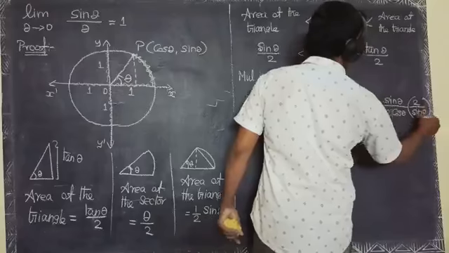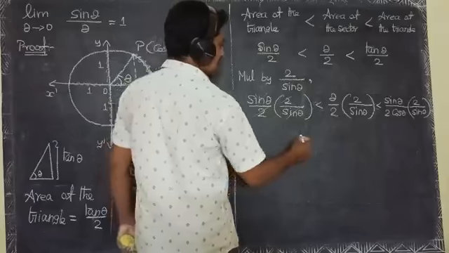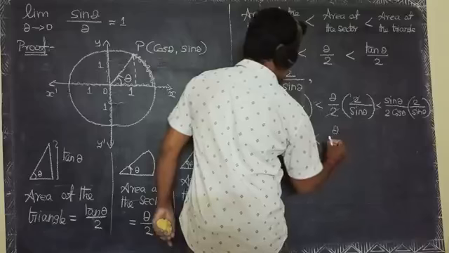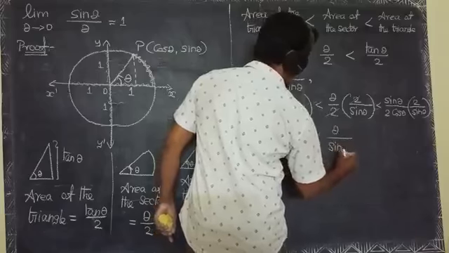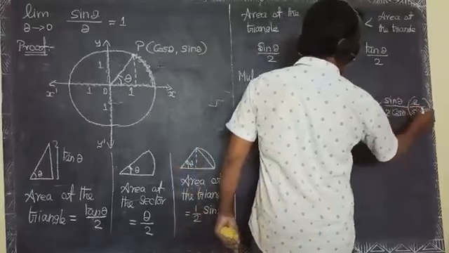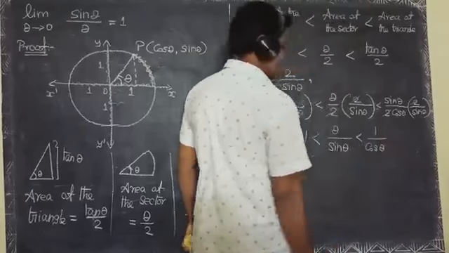Simplified, the 2 cancels and sin theta cancels, finally we get 1 less than theta divided by sin theta, less than, the 2 cancels and sin theta cancels, finally we get 1 divided by cos theta.